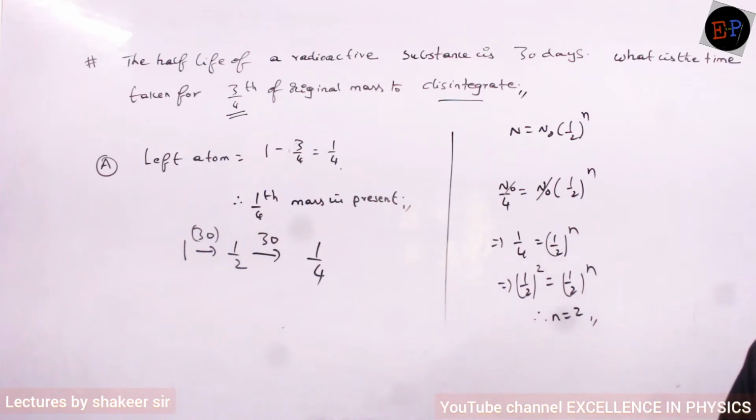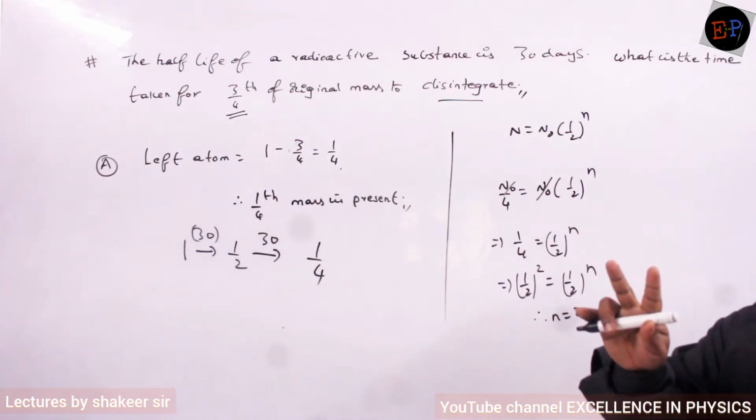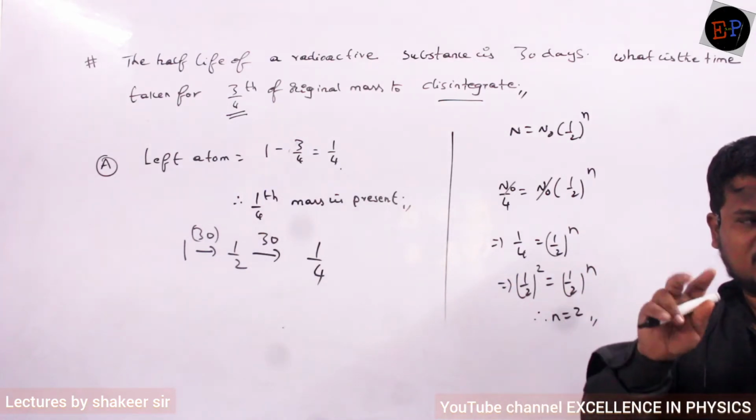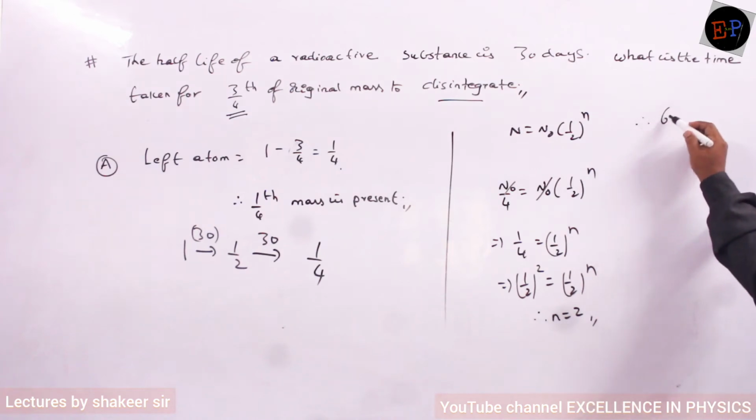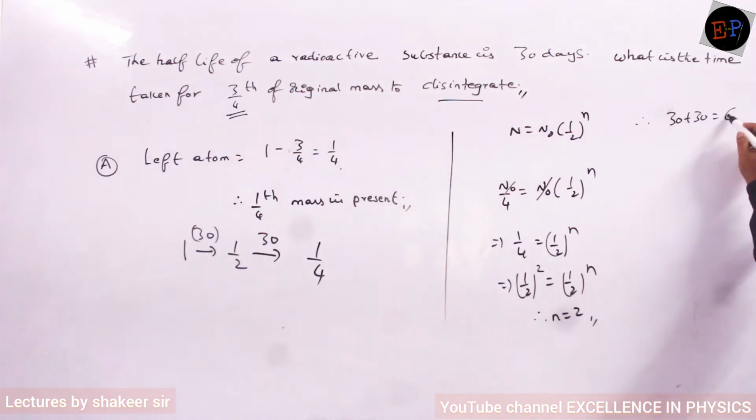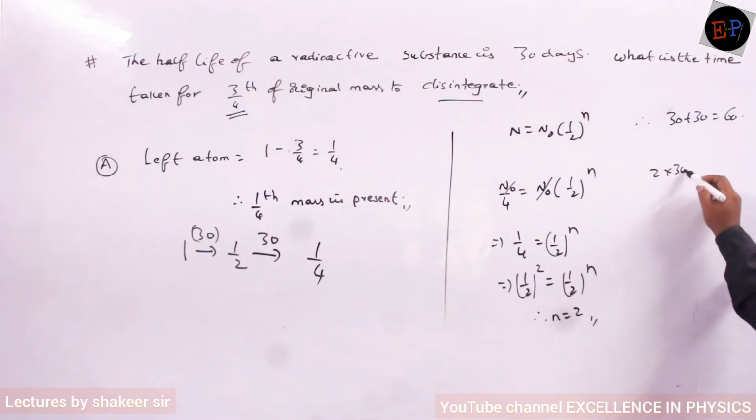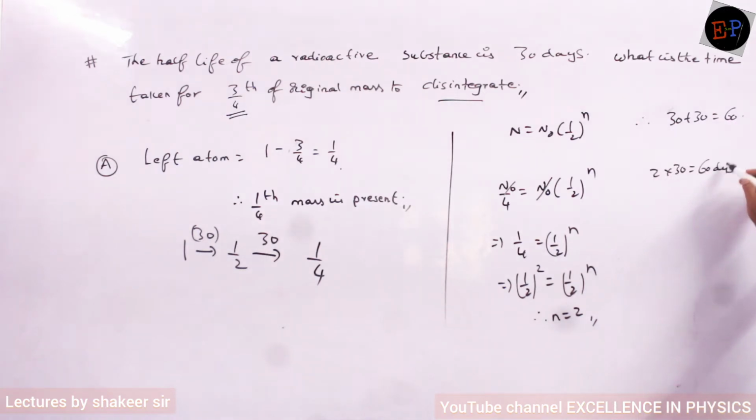That's all, no? What is n equal to 2? 2 half-lives. N is the number of half-lives only, no? 2 half-lives. Therefore 30 plus 30, 60 days. Or you can say 2 into 30. 60 days. That's all.